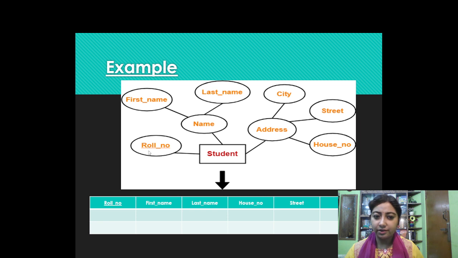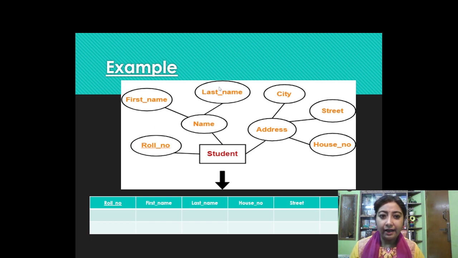One is roll number, which is the primary key here. Then name. This name is the student name, and student name can have two parts. One is the first name and one is the last name. Both of these names can combine together to make the name attribute. So this is the concept of the composite attribute. Same thing here: address, which consists of city, street, and house number.